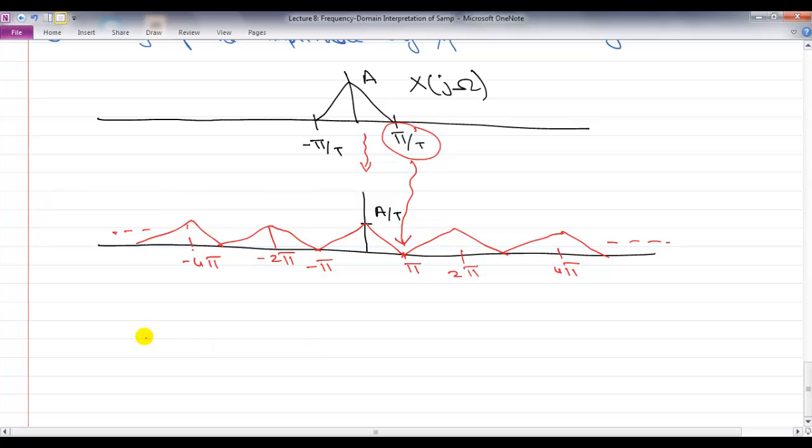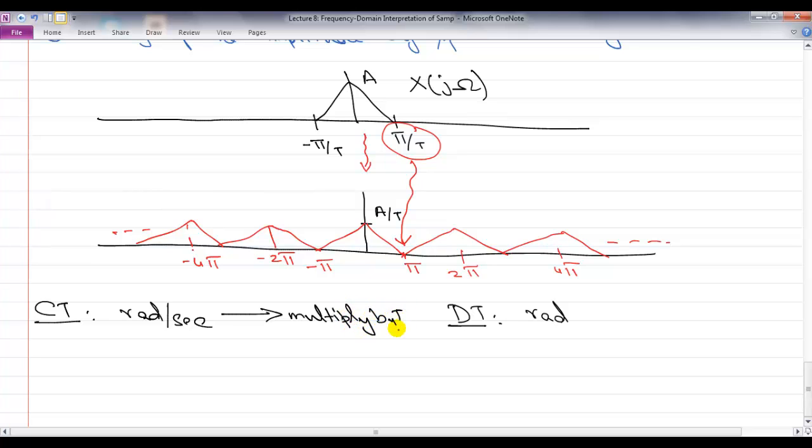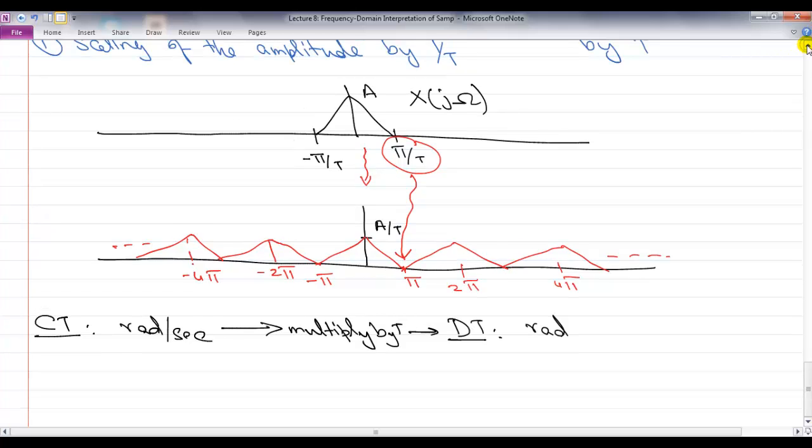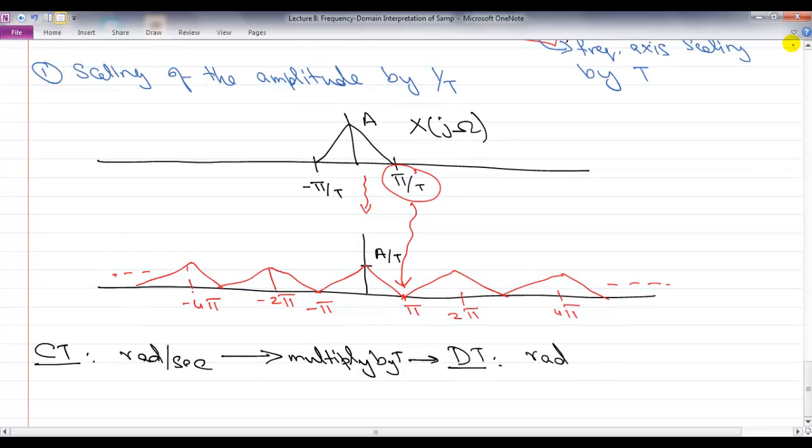In general, an easy way, if you ever forget which way the scaling goes, remember in continuous time your units are radians per second, and in discrete time your units of frequencies are radians. So how do you go from radians per second to radians? You have to multiply by T so that you get to radians. So that is the relationship between the input and output signal when you do sampling.